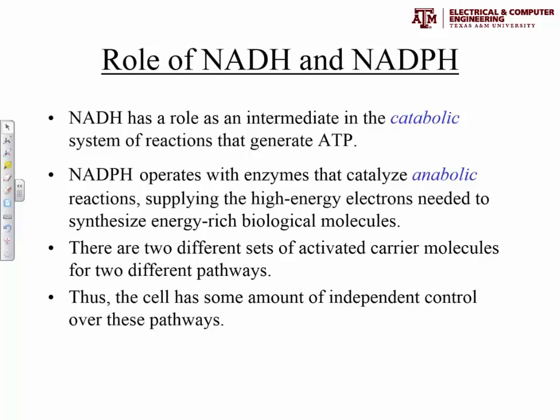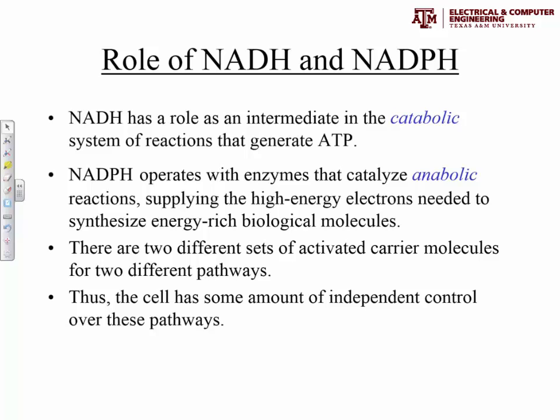So you can see that the cell uses different activated carrier molecules for different pathways. For breaking down glucose and producing energy, it uses one set of activated carrier molecules. For biosynthesis of the components that it needs, it uses another set. So the cell is able to exert independent control over these two different pathways. It doesn't mean that if you start producing glucose, you're going to mess up something else. You can do those independently, so there is some kind of decoupled control in the cell.